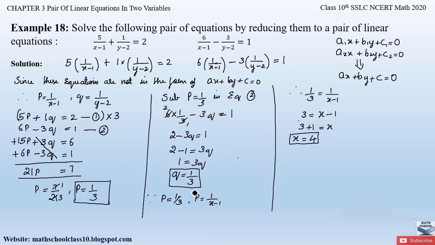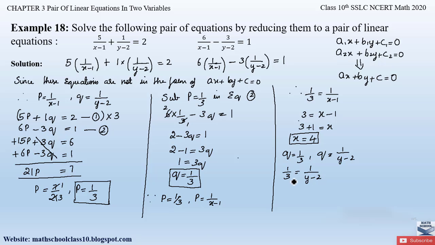Similarly, now we have obtained Q value is equal to 1 by 3, and also we had taken Q as equal to 1 by y minus 2. So write down Q is equal to 1 by 3 and Q is equal to 1 by y minus 2. Since left hand side value is equal, even the right hand side will be equal. So we can write 1 by 3 equal to 1 by y minus 2.